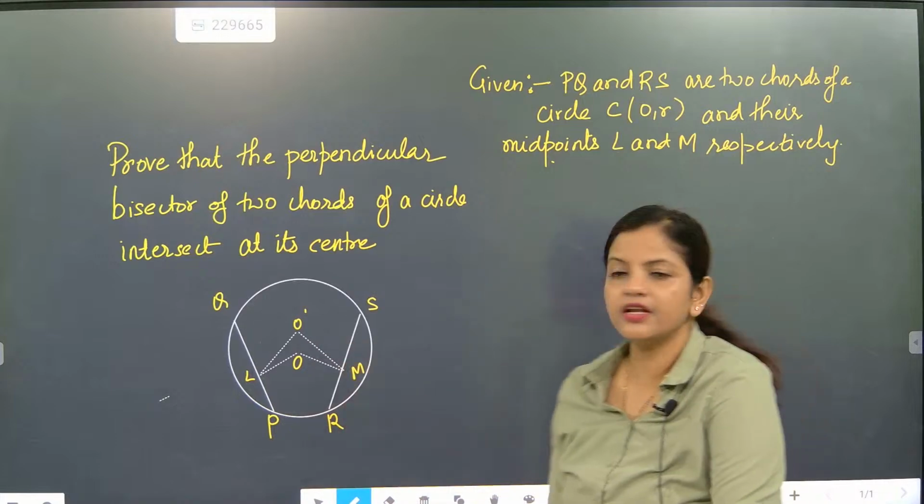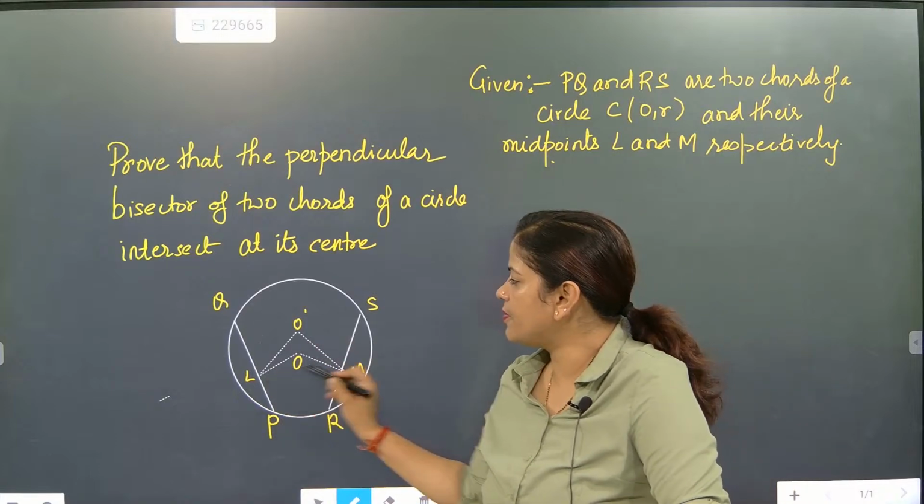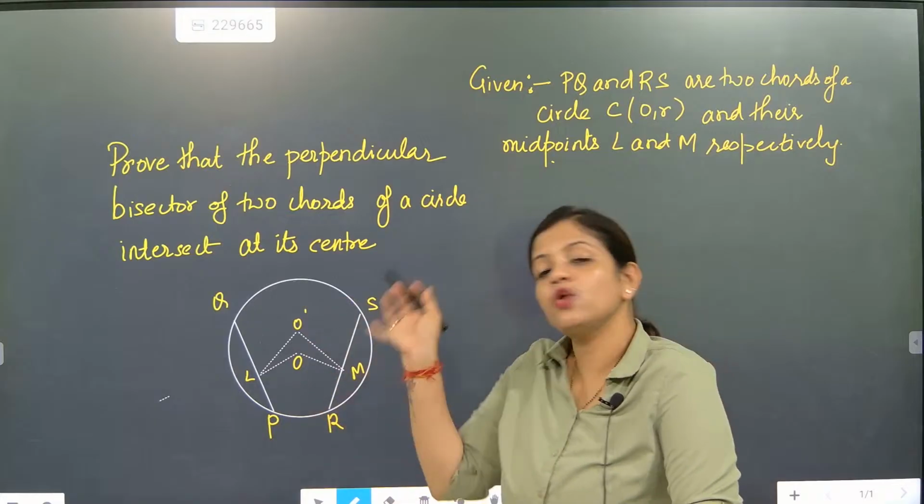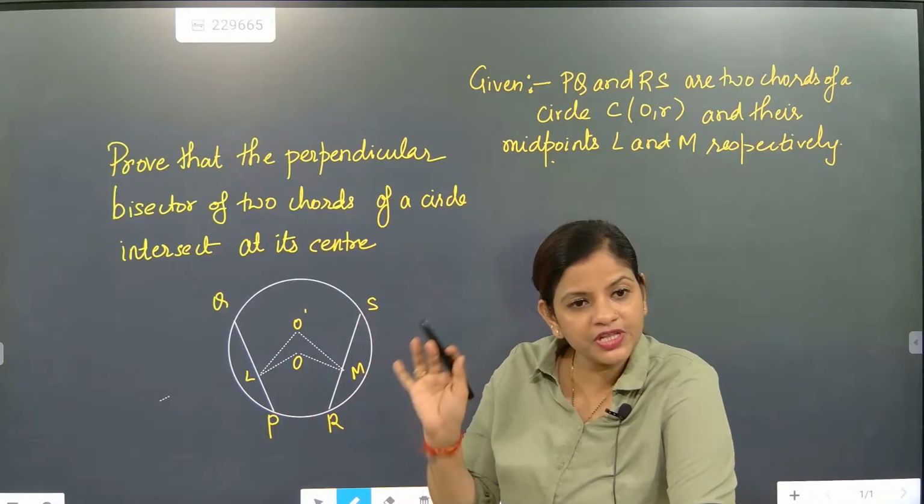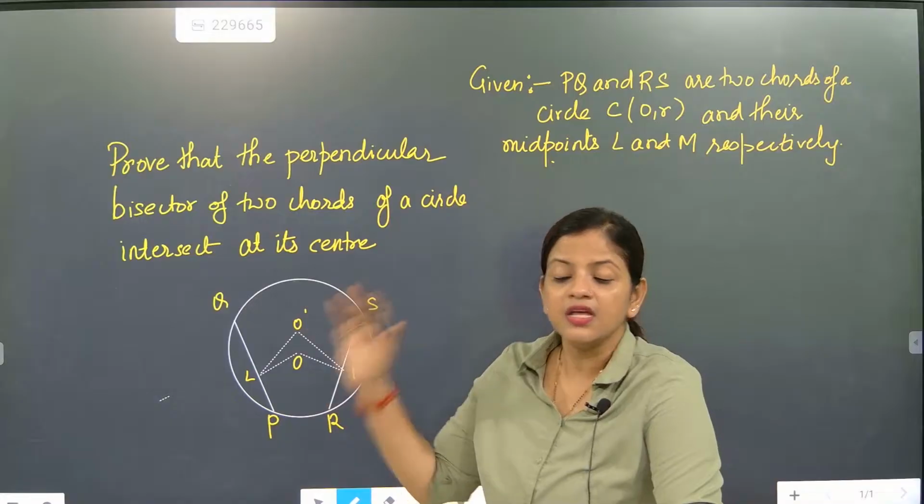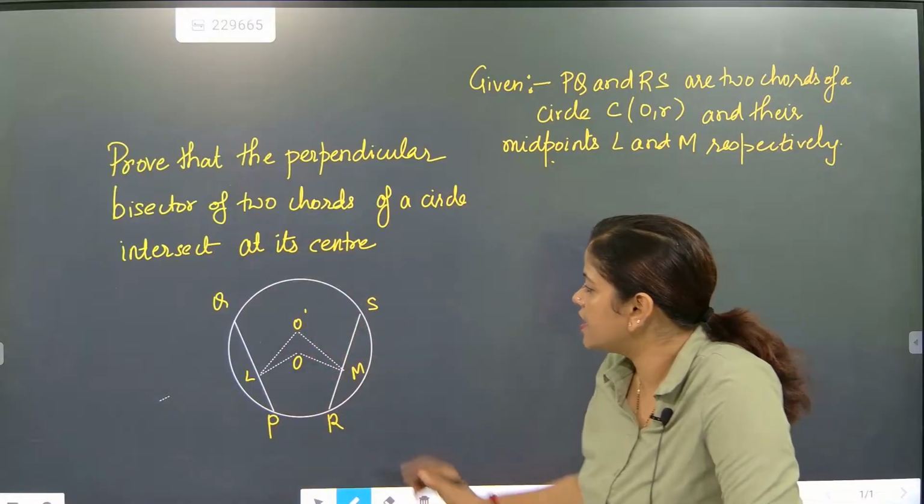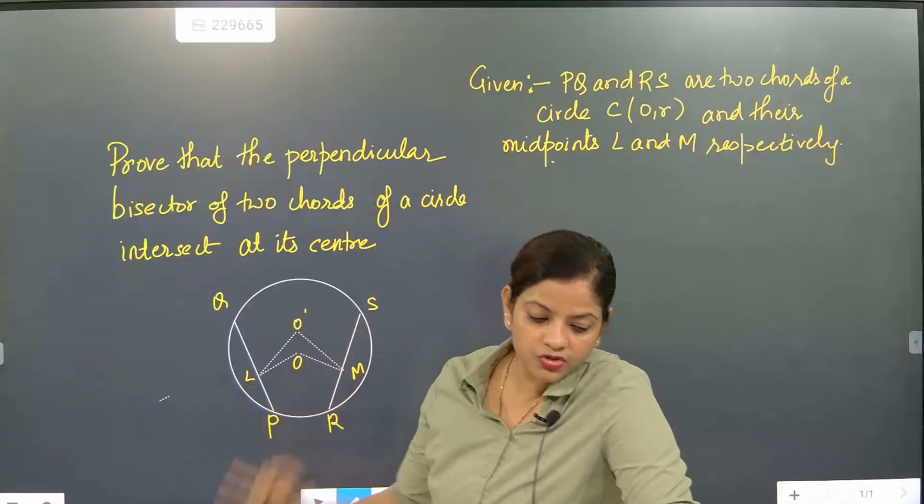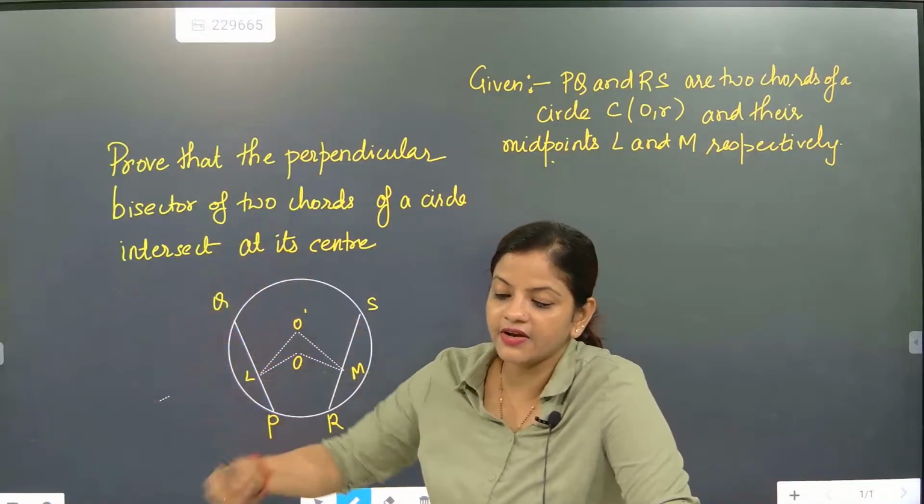Usually O is the center and this is supposed to be perpendicular. But now we are hypothetically saying that O is not the center. Let O dash be the center. If O dash becomes the center, then this part will become perpendicular and this part will become perpendicular. So we need to understand that. Let's write it in a very different way.